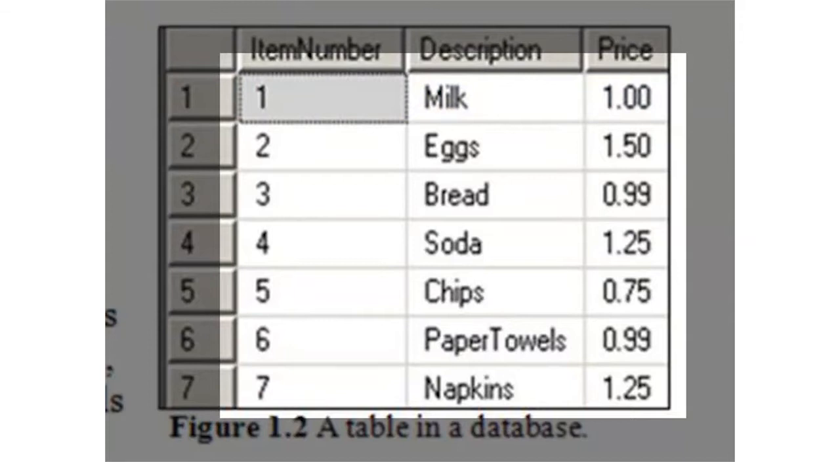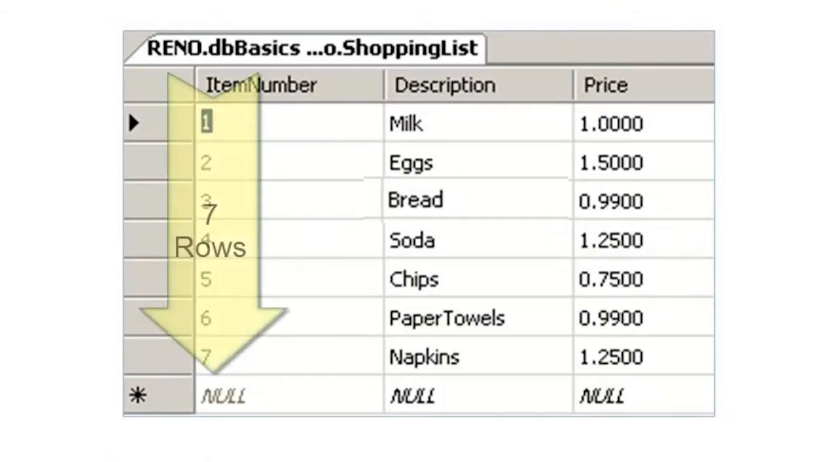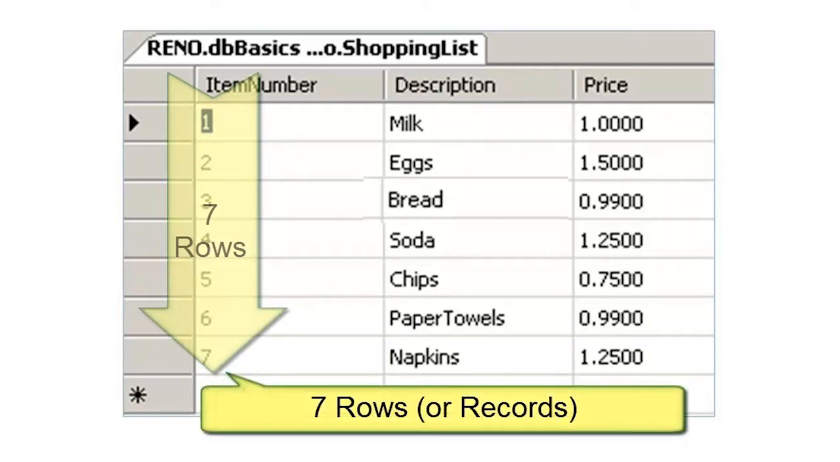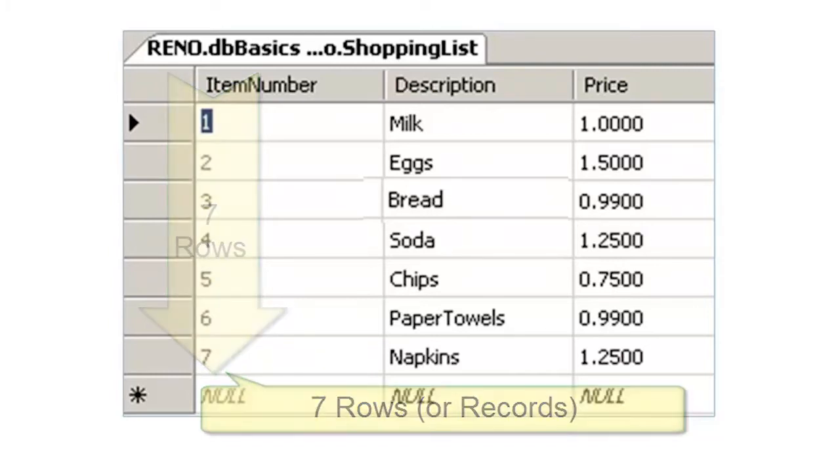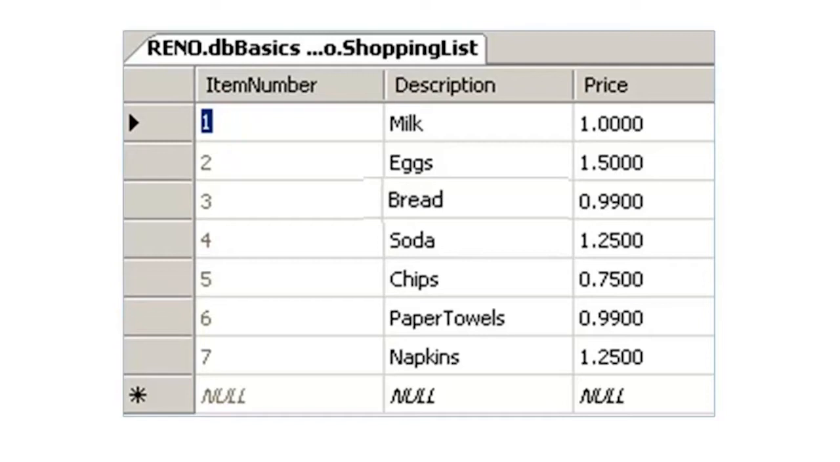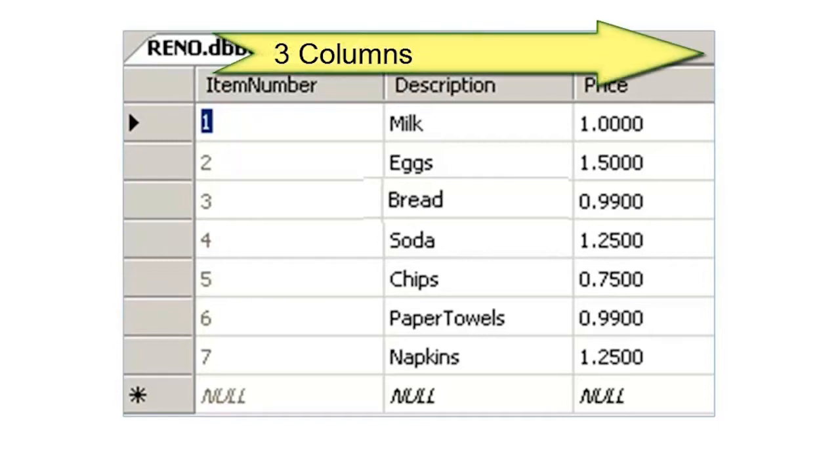In geek speak, a collection of rows and columns of data is called a table. Figure 1.2 is a screen capture of a table from SQL Server. This table has only 7 rows. Calling them rows is fine in geek speak, but a few hardcore SQL folks might want to call them records. If you have 7 rows, you can also say that you have 7 records. Just how many columns do we have? It looks like we have 3.